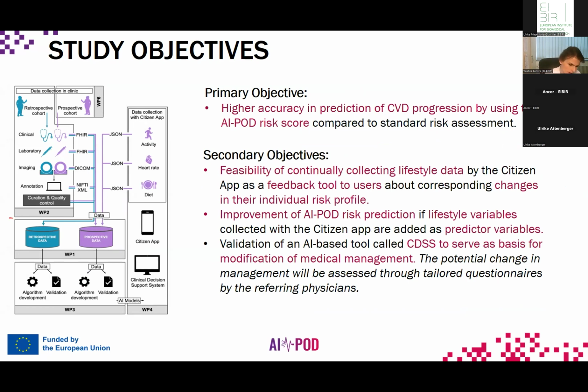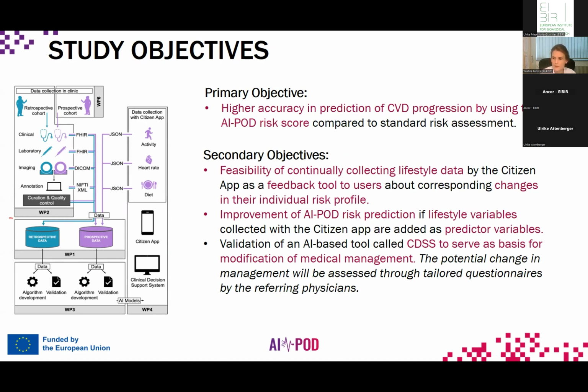And the objective of the study, this is my last slide for the moment: the primary objective is a higher accuracy in prediction of cardiovascular disease progression by using the iPod risk score compared to standard risk assessment. And secondary, we will assess the feasibility of continually collecting lifestyle data by the citizen app as an intentional feedback tool to users about real-time corresponding modifications in their individual risk profile.